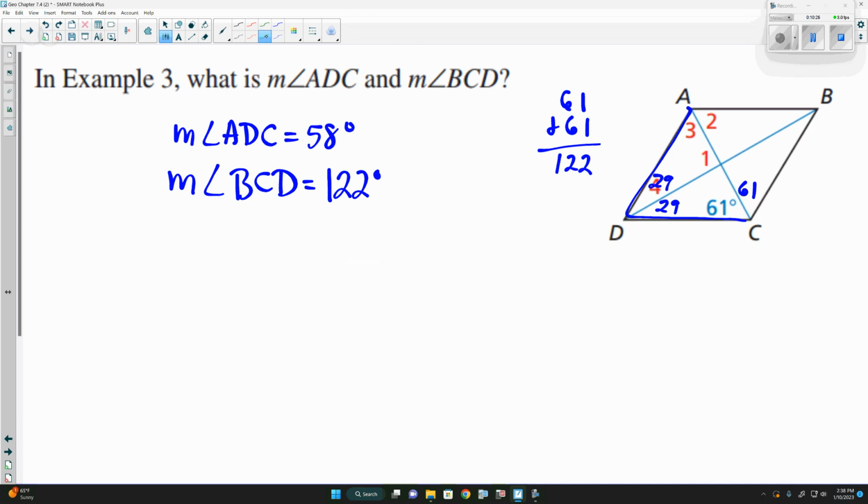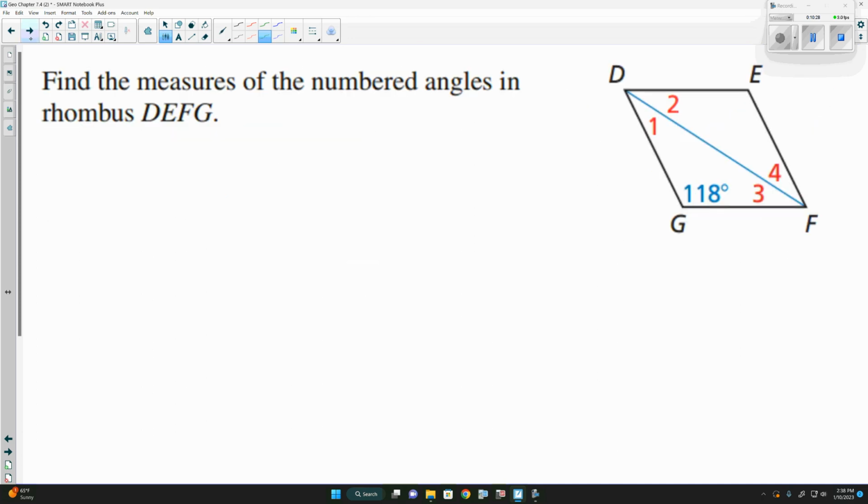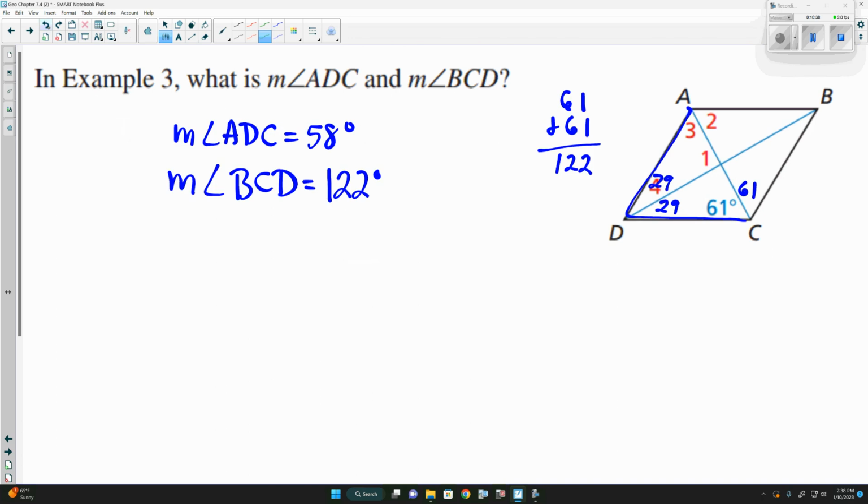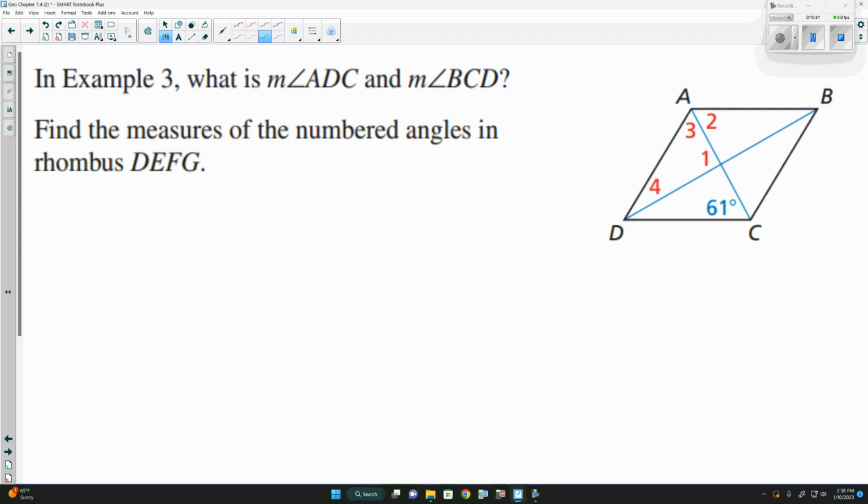Now, before we move on to the next piece, if we look at this figure here, find the measures of the numbered angles in the rhombus. We're already not worried about that. This here we said is 58, and this angle here is 58. We already said that, yes? We said also that this bottom angle is 122 degrees, which means the top angle is also 122.